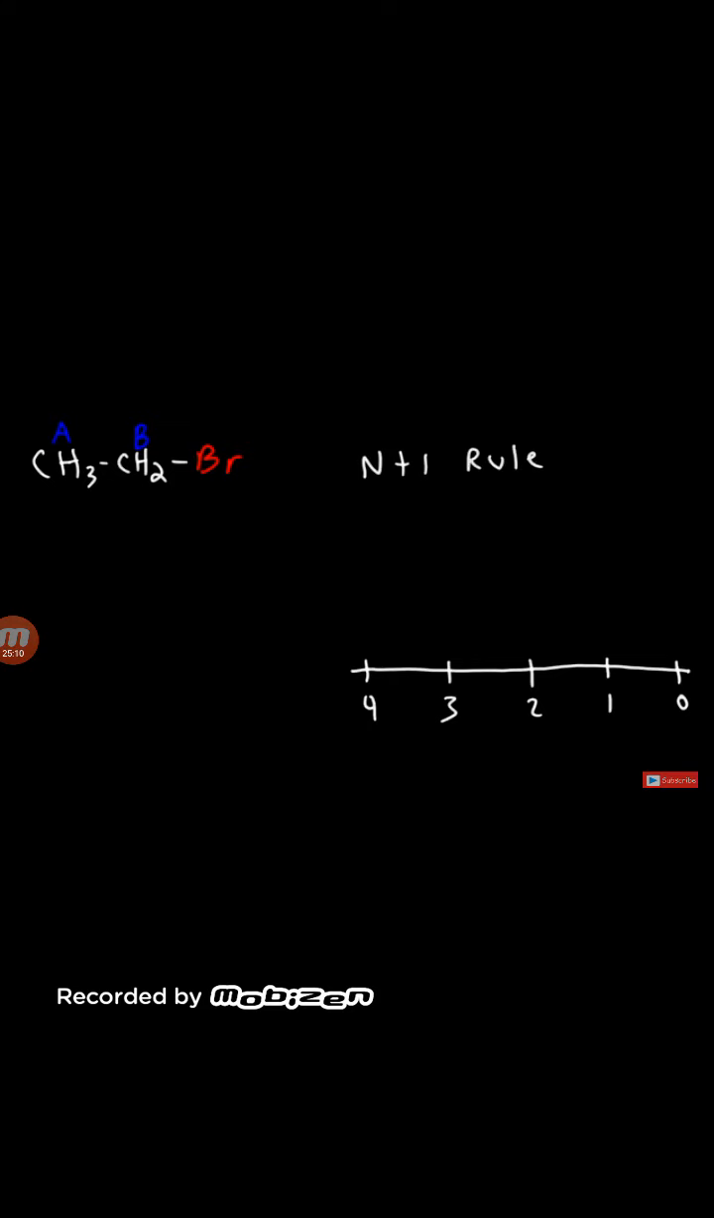The N+1 rule allows us to determine what type of splitting pattern we're going to get. So if we're analyzing proton A, we need to look at the adjacent protons, in this case, proton B. So N is the number of protons on the adjacent carbon. So we have 2 protons plus 1, that's going to be 3. And 3 corresponds to the signal of a triplet.